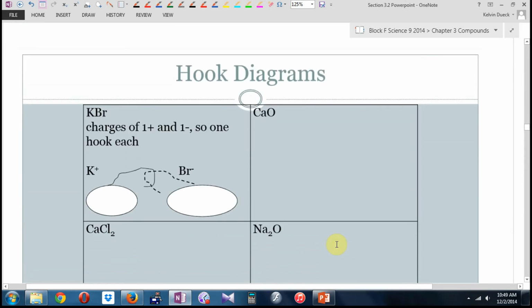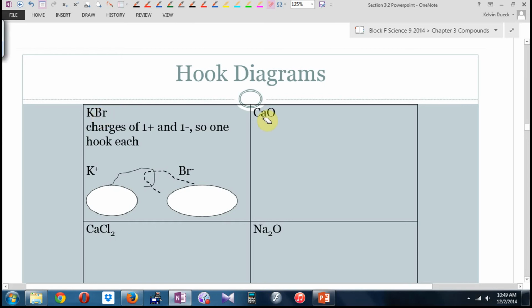So as a picture, KBr. Potassium has a charge of plus. Bromide has a charge of minus. One hook each. That would be the actual formula. K1, don't write the 1. Br1, don't write the 1.